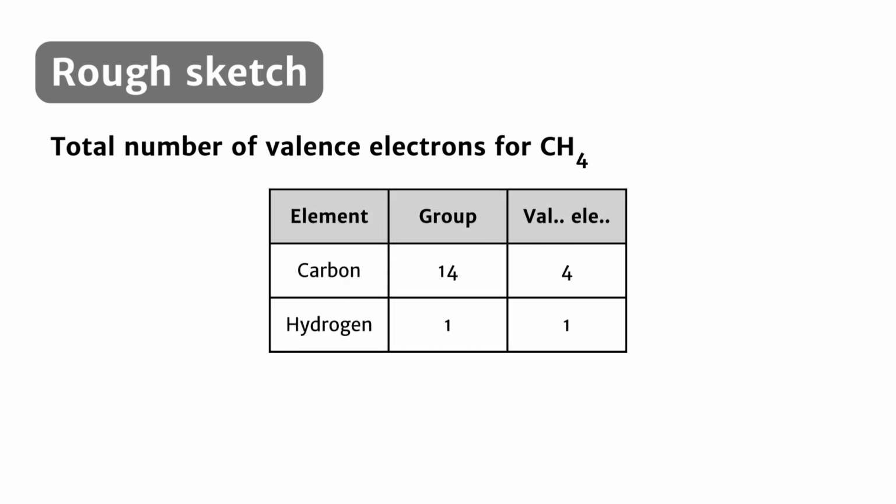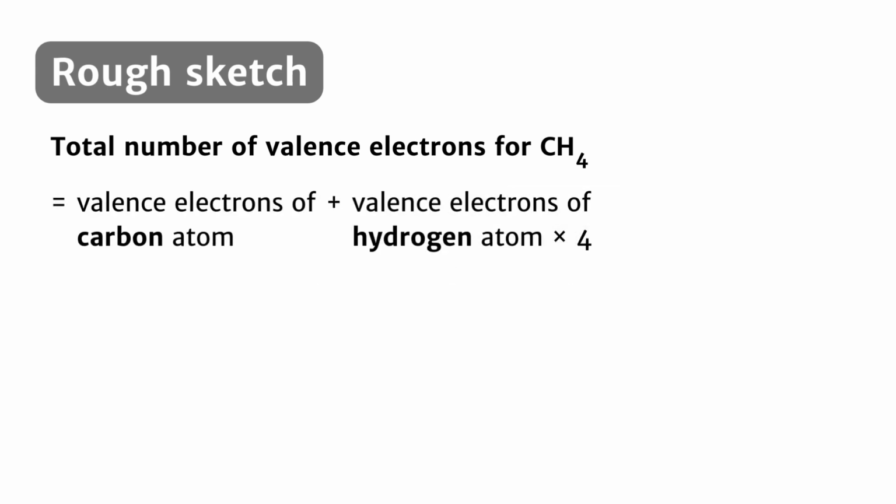Carbon, a member of group 14, possesses 4 valence electrons, and each hydrogen, a group 1 element, contributes 1 valence electron. With 1 carbon and 4 hydrogen atoms in CH4, the total valence electrons calculation is 4 for carbon plus 1 for hydrogen multiplied by 4, resulting in a total of 4 plus 4 equals 8 valence electrons for CH4.